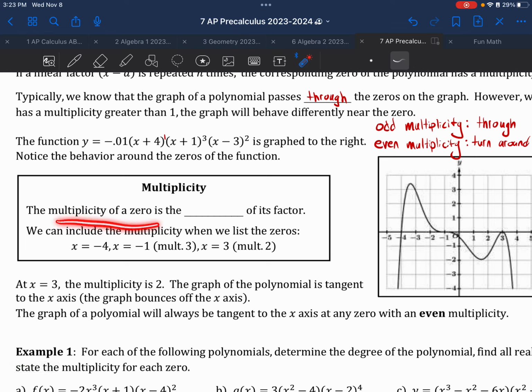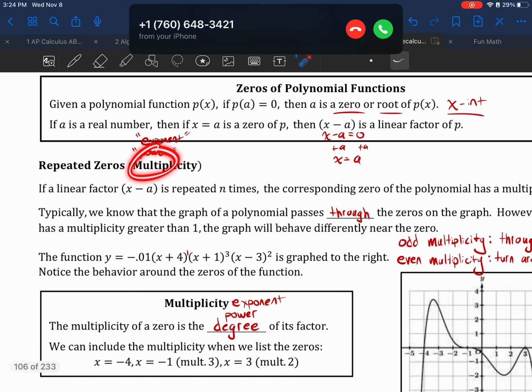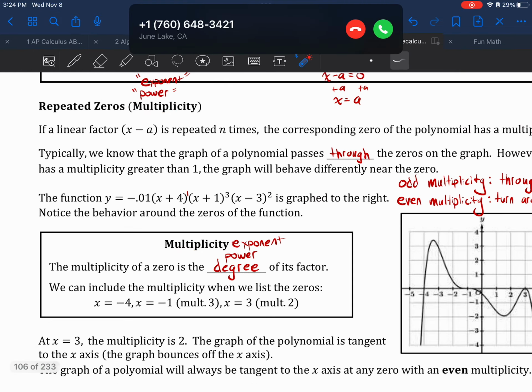So what I'm also trying to tell you is this. The multiplicity of the zero is the power, or the exponent, or, what is another term for that? You can say that it's the degree. All of these mean the same thing, so I'm just going to write them all here. It's the degree, it's the power, it's the exponent of its factor.